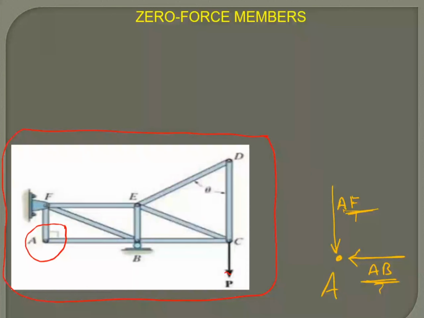So what's the benefit of members AB and AF? Is there any benefit of AB and AF in this structure if they are not carrying any force? They're just there to provide support to make the structure more stable. So for analysis, if I remove those two members, will that be okay?